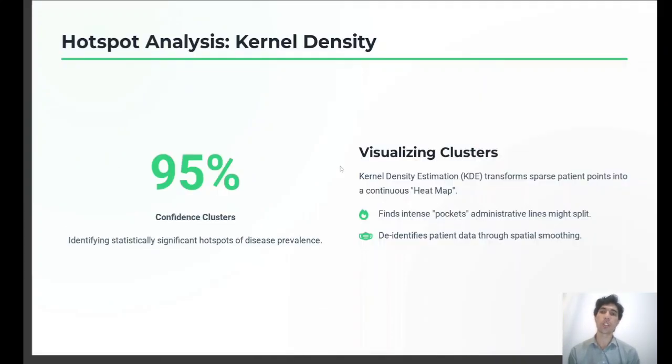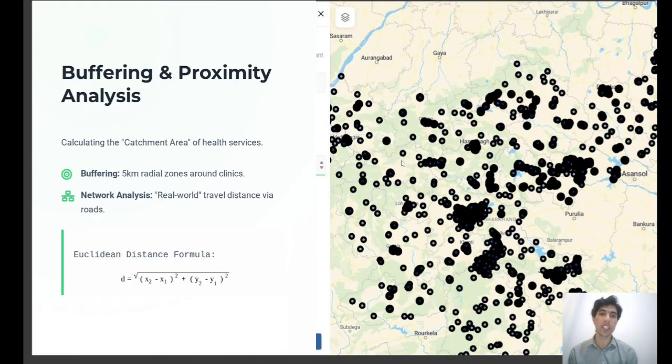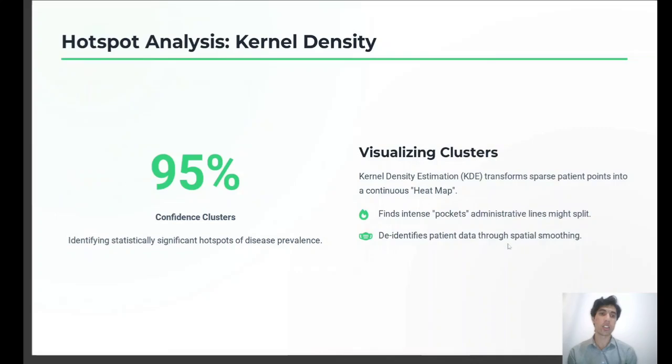We can also do the hotspot analysis through kernel density. So kernel density estimation transforms sparse patient points into a continuous heat map. So instead of using points on the map, we can turn these sparse patient points into a continuous heat map, and the intensity of that heat map would show us the amount of patients in that area. And this is important because it finds intense pockets that administrative lines might split, and it de-identifies patients' data through spatial smoothing. So there is the de-identification filter as well.